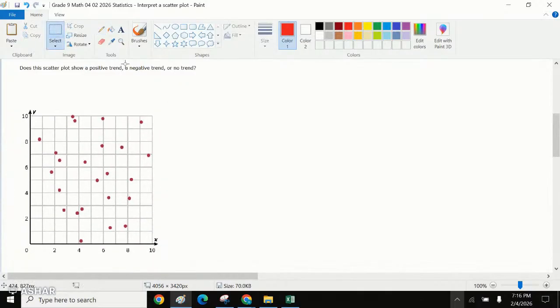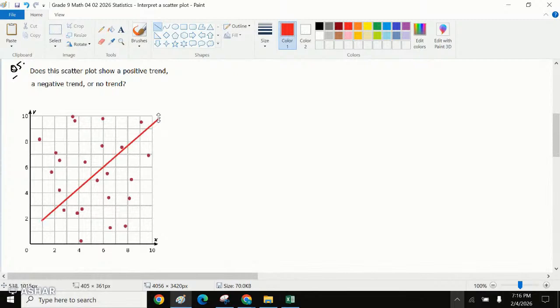Is it a positive trend, negative trend, or is there no trend over here? Question number 5. Let's draw either of these lines. If I draw this line, is this line passing through the maximum number of points? Even if I say it's passing through this or this, right?